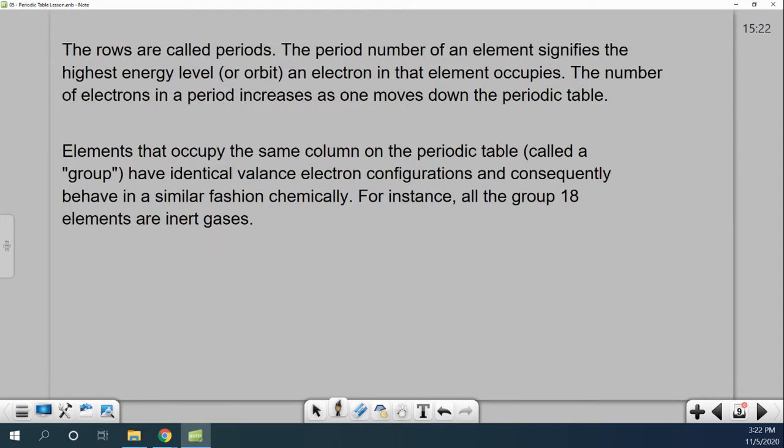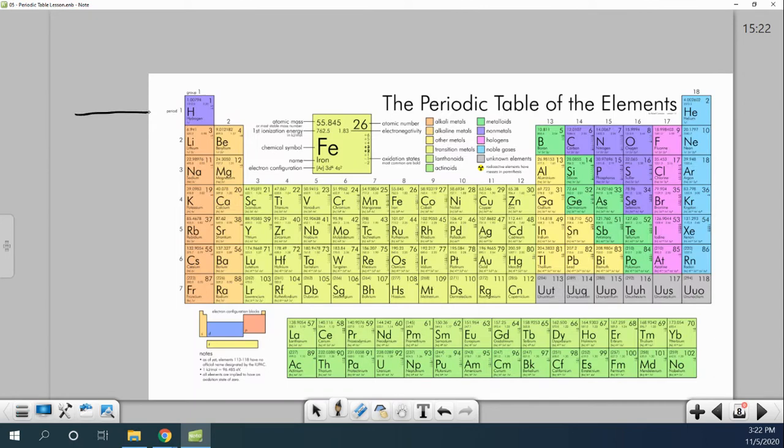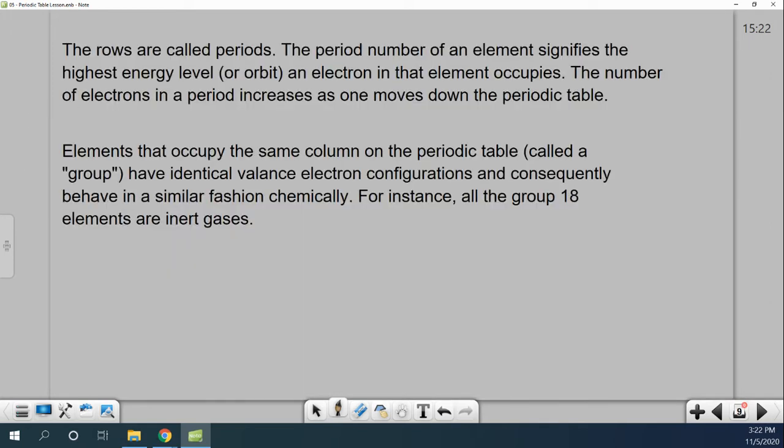And so we have special names for the rows and the columns. The rows are called periods. You can see it's there in tiny writing, but I'll write it big. So each row is called a period. So period 1, period 2. The period number of an element signifies the highest energy level or the highest orbit an electron in that element would occupy. And so the number of electrons has to increase as one moves down the periodic table.